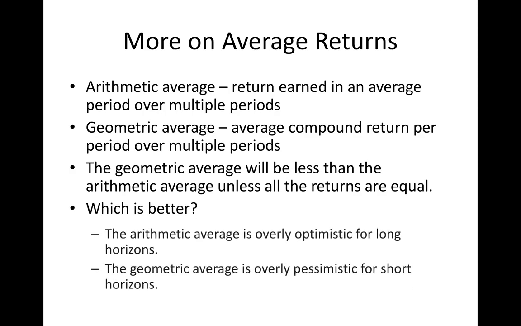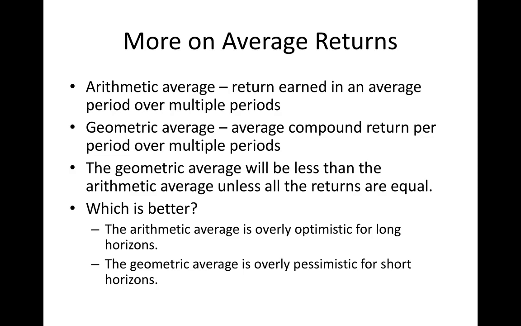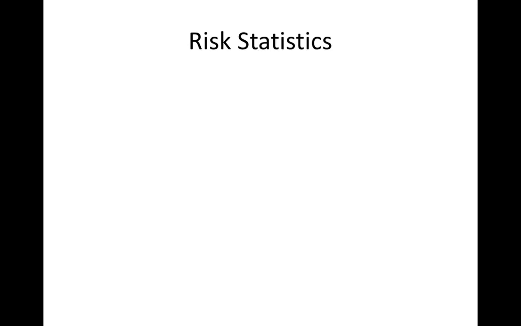Now, which is better? When it comes to the arithmetic mean, as we saw from our earlier example, it was quite optimistic, giving us 10%, whereas the geometric average is usually pessimistic over short horizons, but it turns out to be a bit more appropriate, especially where we have negative returns embedded in the list or the portfolio of returns.